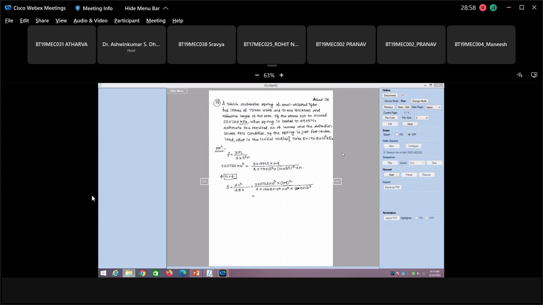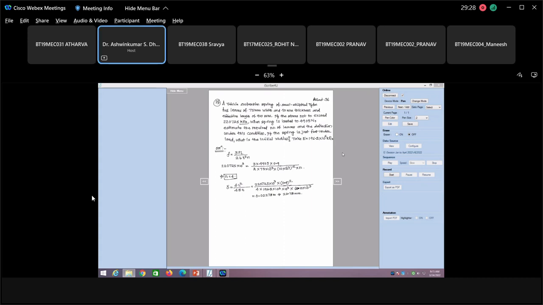Okay, so this is 0.0278 meters. That means it is 22.78 millimeters. Am I correct? Sir, is this correct? 22.7 millimeters.